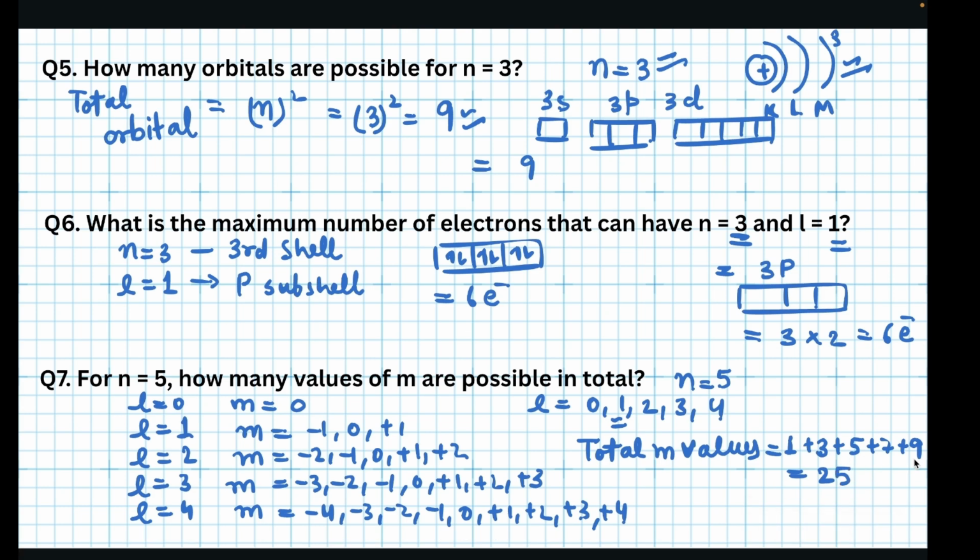So in this question, first we need to calculate the possible values of l, and then we need to calculate the possible values of m for each l. Then we need to add all the possible values of m. That will be 25.